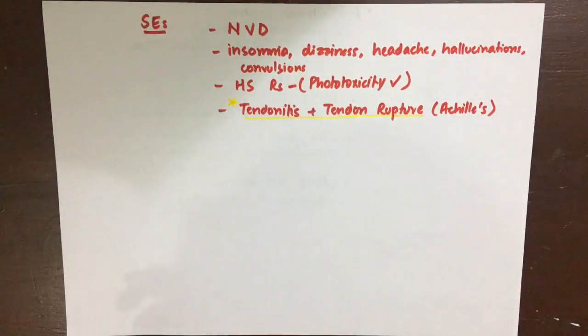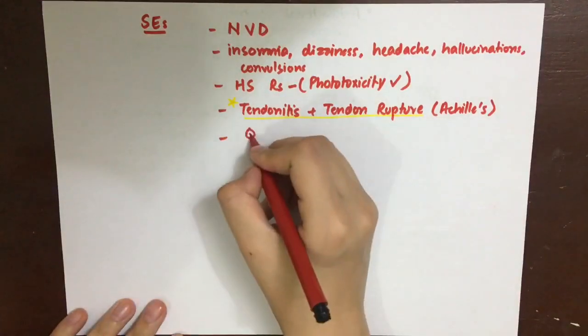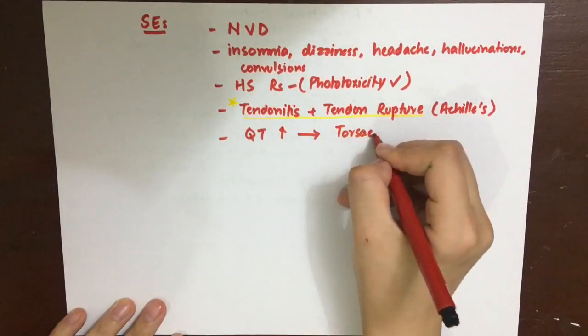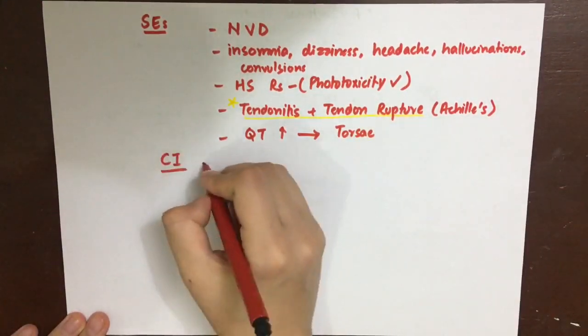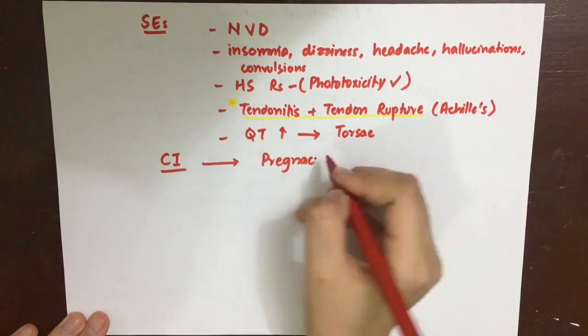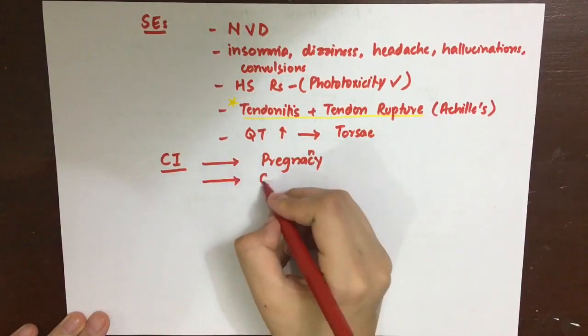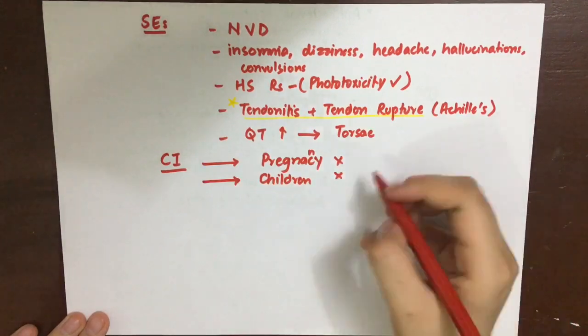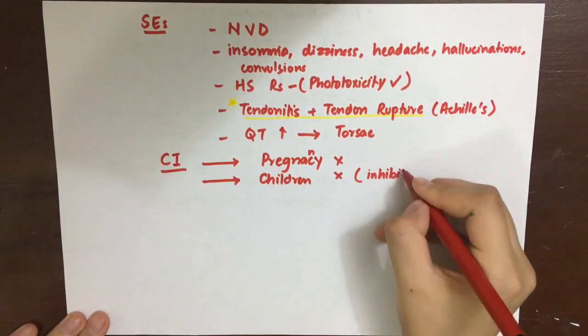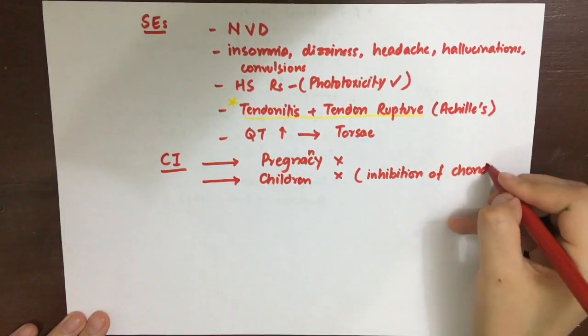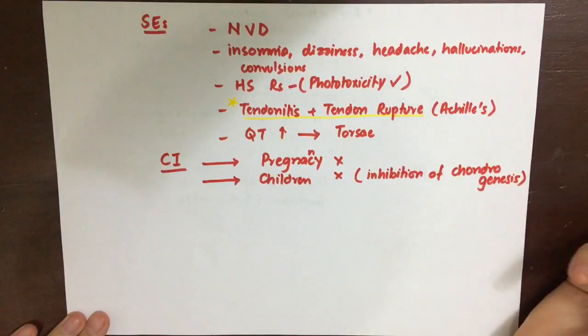and this is because it gets deposited in the tendons. It can also cause prolongation of the QT interval, leading to torsades rhythm. It is contraindicated in pregnancy and also in children because it will cause decreased chondrogenesis in children.